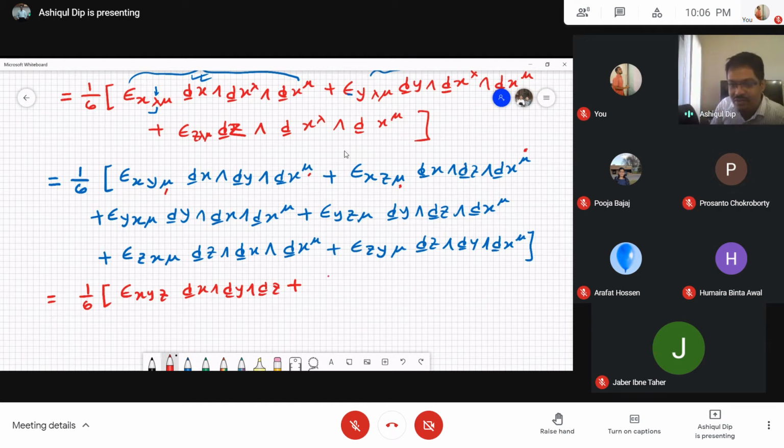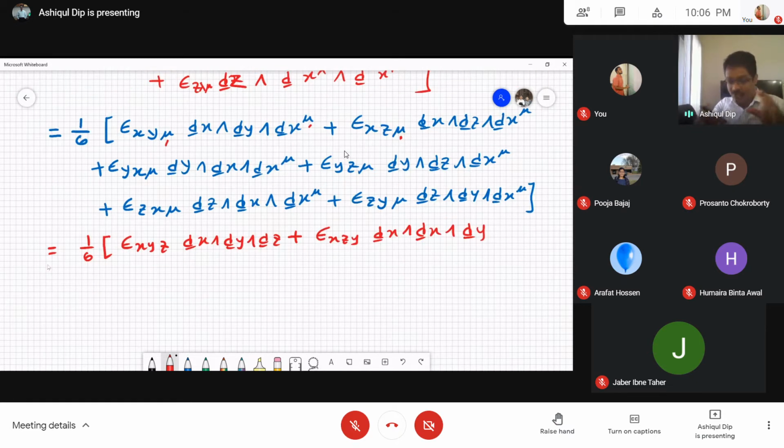So the only possibility is epsilon x z y dx wedge dz wedge dx dy, right? I'm already done with two terms because each of those expands into 3, but 2 of those are 0. So I need not worry about that. So, okay, what is the value of mu over there? What is the possible non-zero value of mu over there?